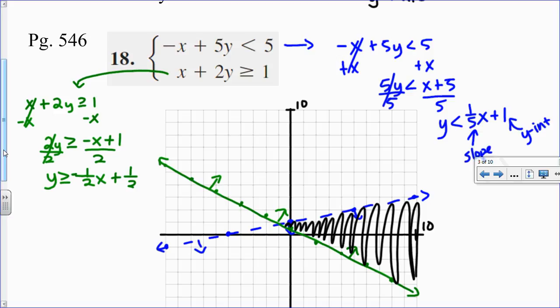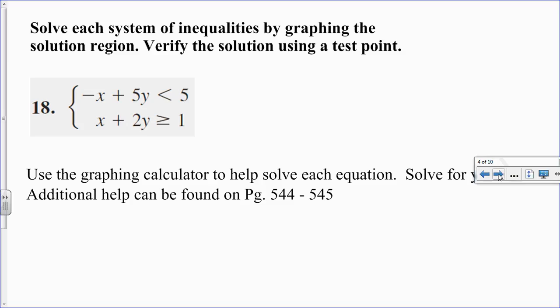What would the question be for this on the test? I'll show you just a second. Okay, so there's the solution. These would be the directions. I put it here because we'll do the test point now.